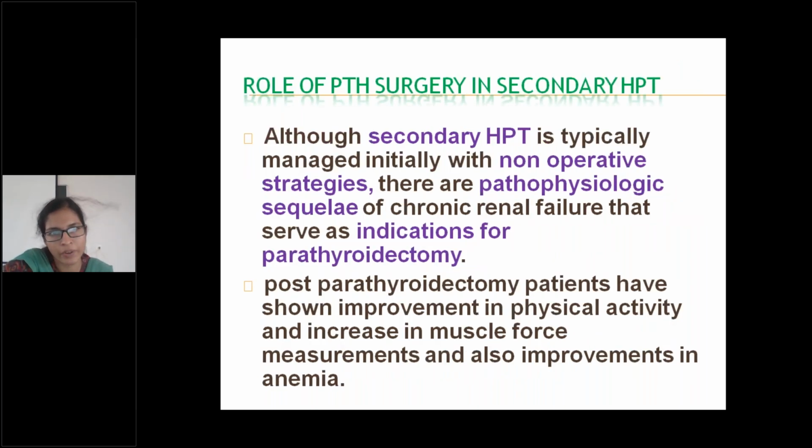These are usually managed by non-operative strategies. The pathophysiologic sequelae of chronic renal failure serve as indication for parathyroidectomy. If we cannot prevent this renal failure, then to decrease the symptoms caused by this hyperparathyroidism, we go for surgery, parathyroidectomy.